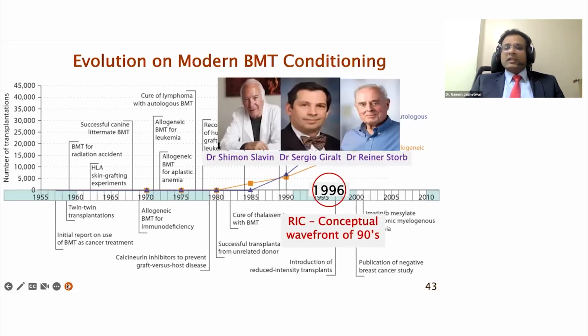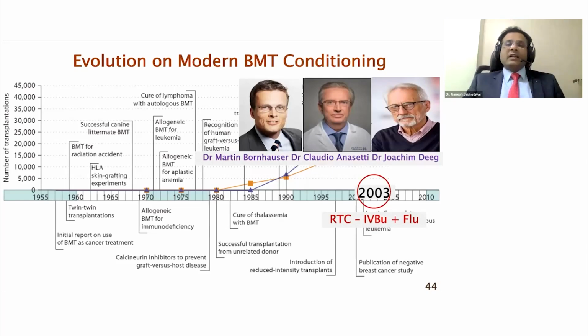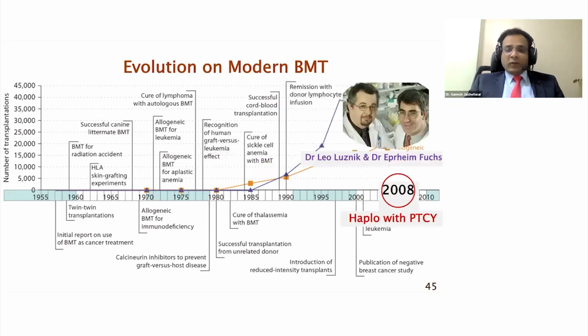And after this, in 1996, the older patients and patients with comorbidities were taken for transplant and were becoming eligible for transplant. Subsequently, again, the reduced toxicity conditioning concept, harbored and nurtured by 3 groups, again: Dr. Martin Bornhauser, Dr. Claudio Anasetti, and Dr. Joachim Deeg.